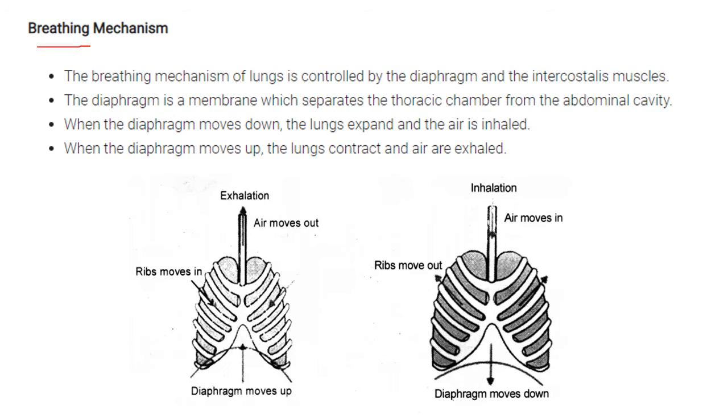So what is the breathing mechanism? Let's see over here. The mechanism of the lungs is controlled by the diaphragm and intercostal muscles, the muscles which are present inside. And the diaphragm, this part is called the diaphragm. Just below our respiratory system there is a diaphragm. The diaphragm is a membrane which separates the thoracic chamber from the abdominal cavity. Thoracic chamber means the chest cavity.